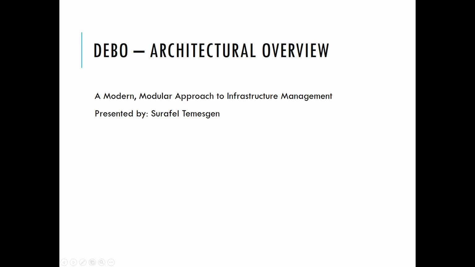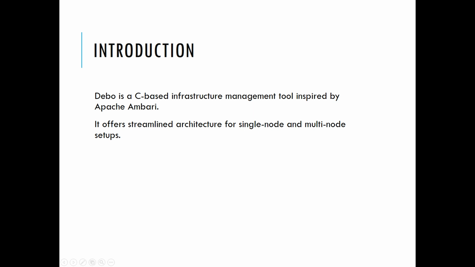Welcome to this walkthrough of Debo, a lightweight and modular infrastructure management system written in C, inspired by Apache Ambari. Debo brings a simplified and highly flexible approach to managing both single-node and multi-node environments. In this video, we'll explore Debo's architecture, its components, and why it could be a game-changer for system administrators working with distributed computing platforms like Hadoop. Let's start with the basics.